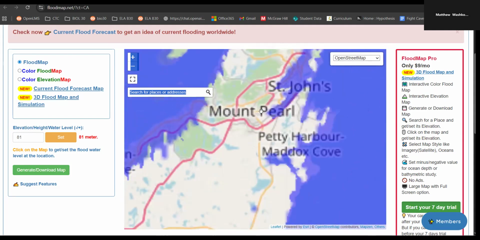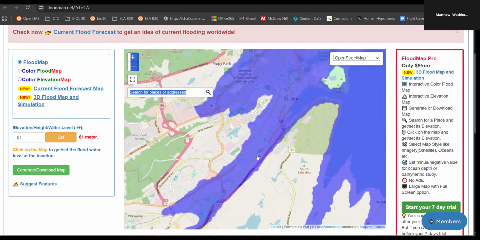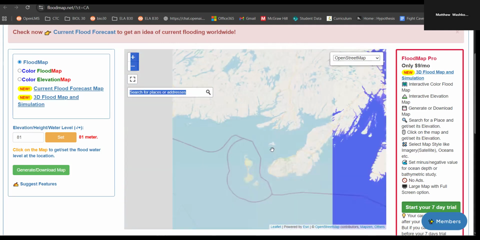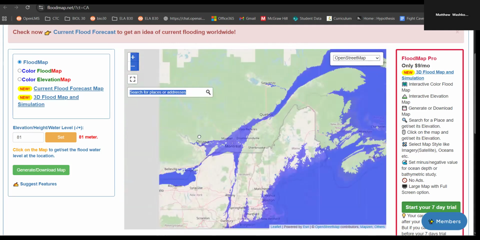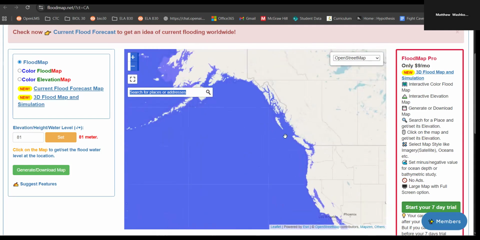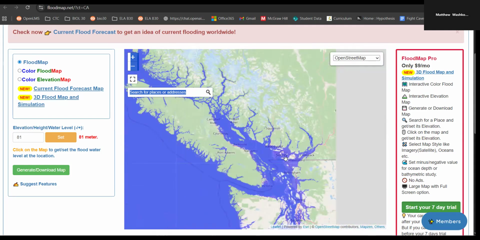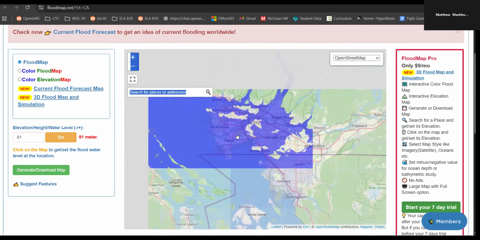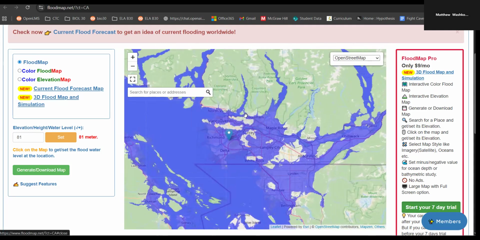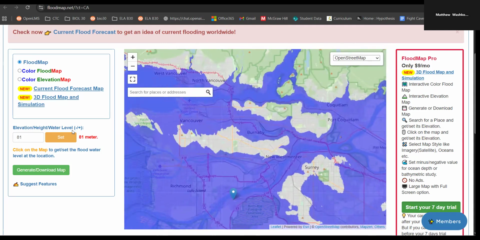Was it? I was just at St. John's the other day. Gone. Well, what about the place where you have a map for, right? Because that's what this assignment's really going to be. What about Vancouver? What happens to Vancouver? Pardon my French, but oh shit, it's gone.